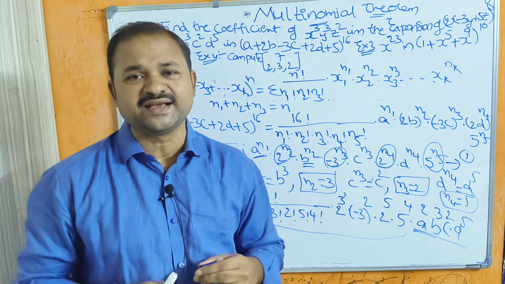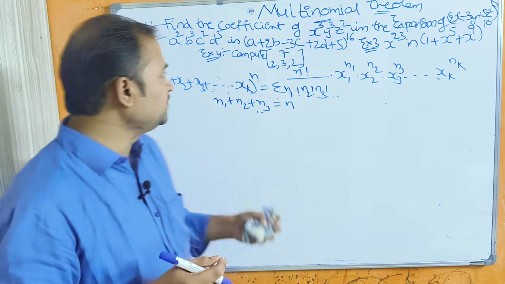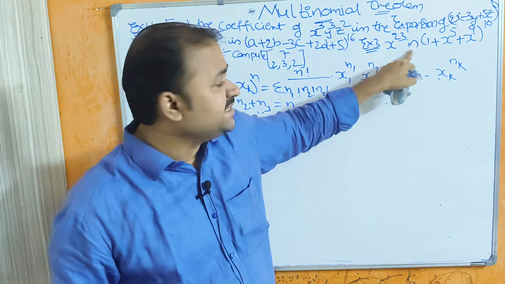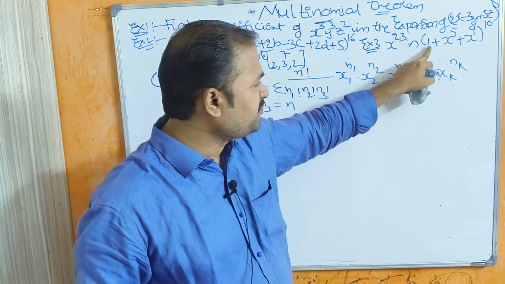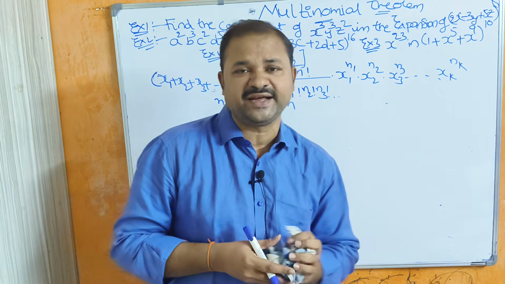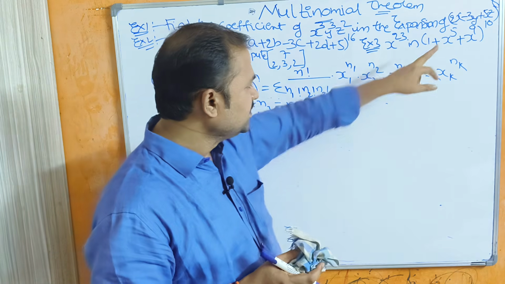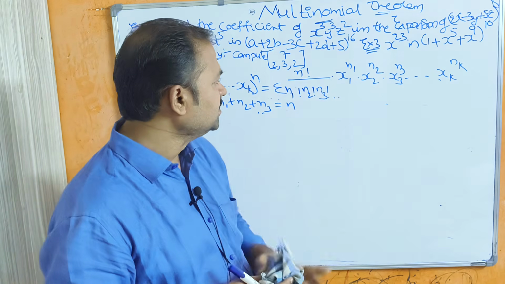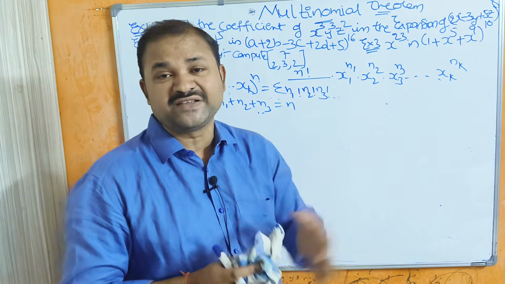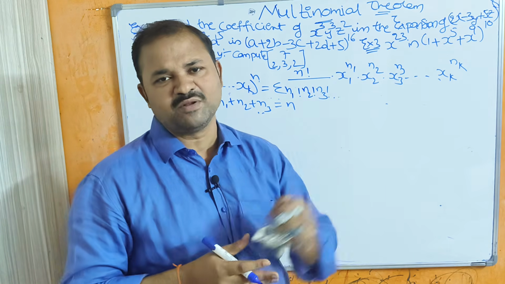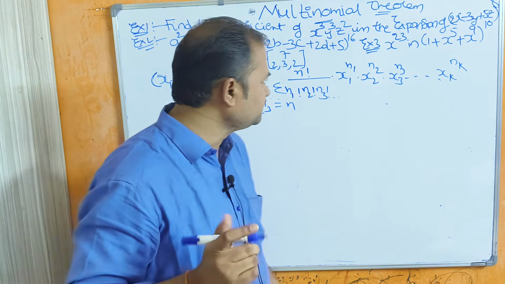Now let's see the third example. Find the coefficient of x power 23 in the expansion of (1 plus x power 5 plus x power 9) whole power 10. Here the problem is we have 3 terms in the given generating function, whereas we need to find out the coefficient of only x power 23. That is the problem here. So let us solve this problem.